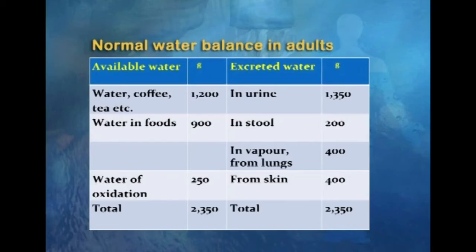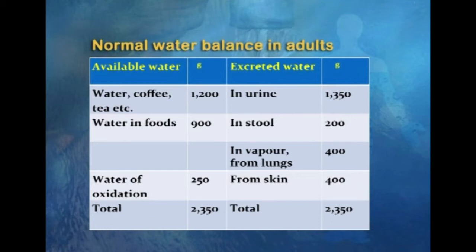Now, if we just have a look at the water that is ingested and excreted throughout the day, mind you, this is just an average figure that is given. We take water in the form of liquid like water, coffee, tea, etc., which is roughly equal to 1200 grams. We take water in the form of foods, which is roughly equal to 900 ml or grams, and there is some amount of water that is released during the biochemical reactions that equates to about 250 ml.